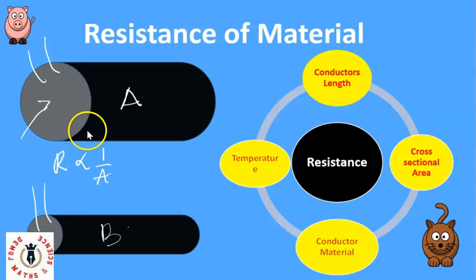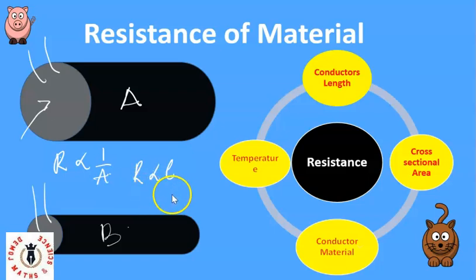Same thing applies in electricity. The wider the cross-sectional area of the cable, the lower the resistance of that material. The other thing to be considered is the length of the material. Now, the resistance of any material is directly proportional to the length. The longer the length, the higher the resistance. The shorter the length, the smaller the resistance.